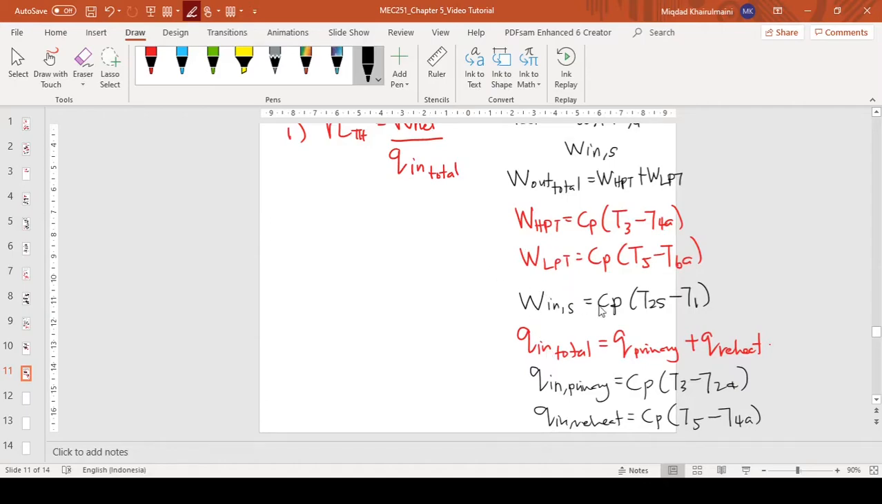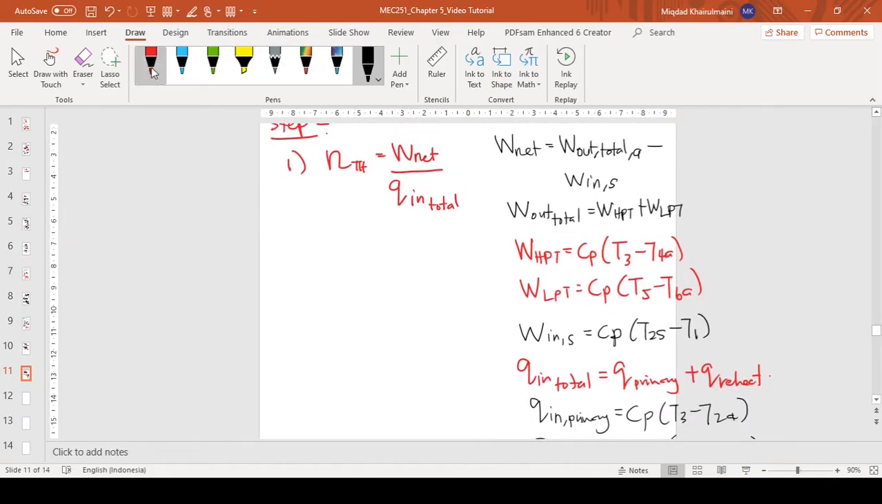Okay, so these are the equations to find the thermal efficiency, all the required equations. Next is the back work ratio. So back work ratio is simply the amount of work input divided by the amount of work output. We have calculated them just now, so we just have to substitute them back. And then number 3 is the mass flow rate.